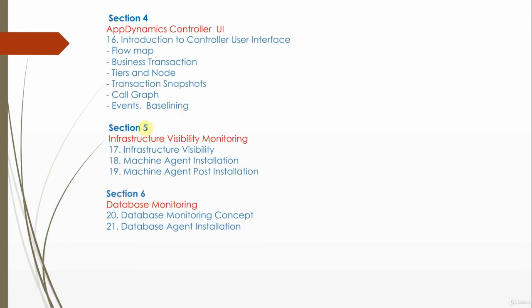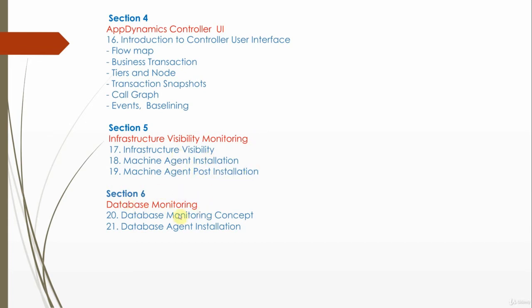In section 5, we'll look at infrastructure visibility. We understand that monitoring the application is very important, but we also know that if the underlying infrastructure is not performing well, then obviously the application is going to be impacted. So we're going to see here in section 5 how AppDynamics helps us provide that level of visibility down to the infrastructure. Talking about CPU, RAM, disk I/O, network I/O, and all of that has something to do with the infrastructure. We're looking at how we can install and how we can actually monitor.